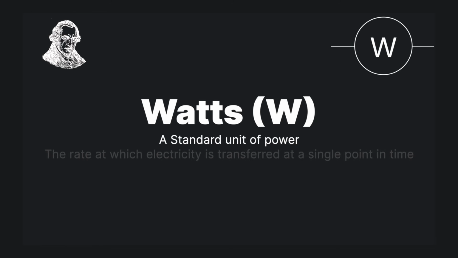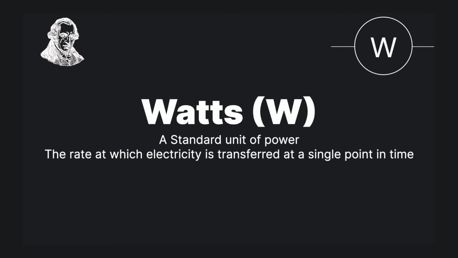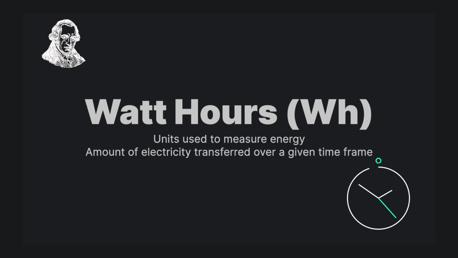Electricity is generated at power stations, and in Great Britain, generators make money by generating electricity and selling it. Generation of electricity is measured in magnitudes of watts, i.e. the amount of electricity transferred at a single point in time, or in watt hours, the amount of electricity transferred across a given time frame.